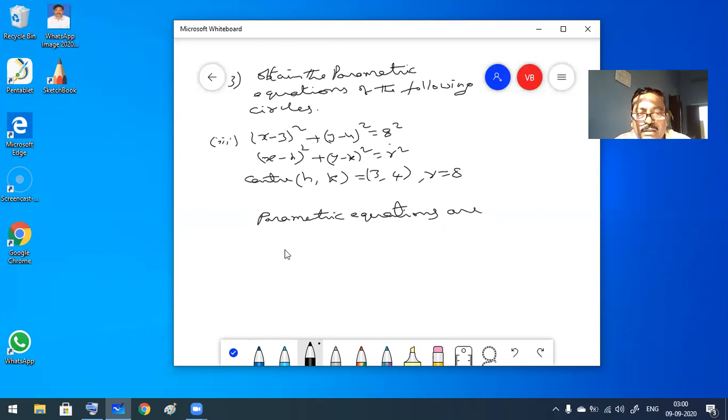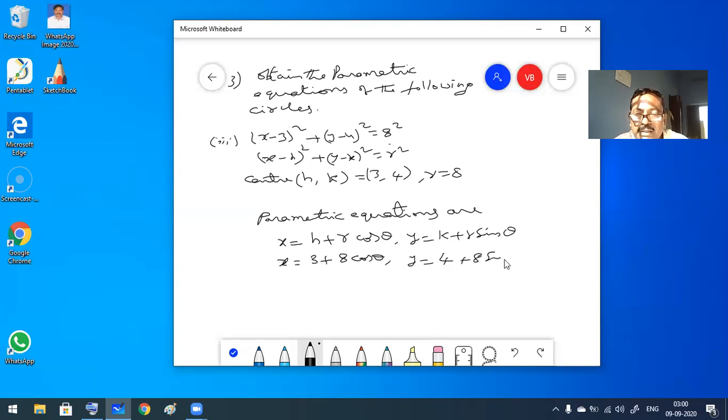The parametric equations are x is equal to h plus r cos theta and y is equal to k plus r sin theta. So (h, k) is the center. Here x is equal to h, which is 3, plus r, the radius, 8: 3 plus 8 cos theta, and y is equal to 4 plus 8 sin theta.